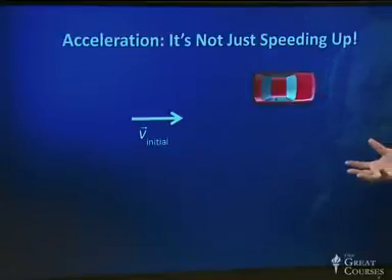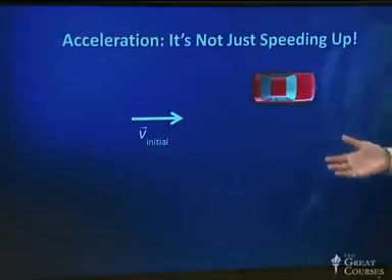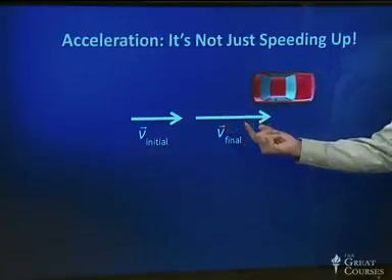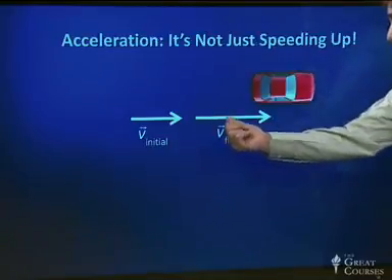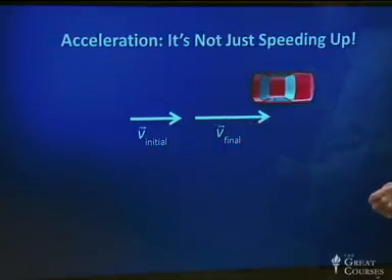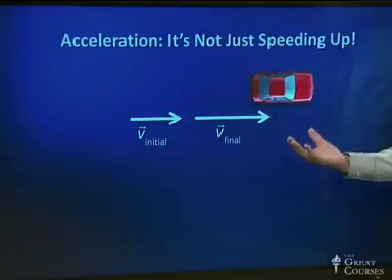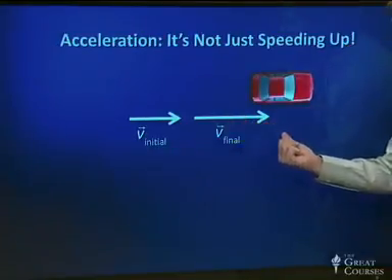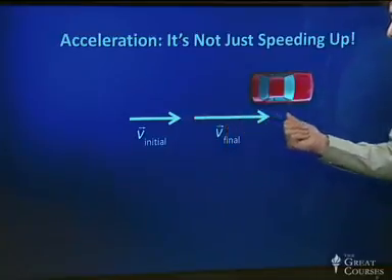It had some initial velocity when it started out. It had some final velocity. The final velocity in this case was in the same direction. The final velocity vector arrow is longer because it represents a larger speed, the magnitude of the velocity, but it's in the same direction because in this case the car's direction never changed.